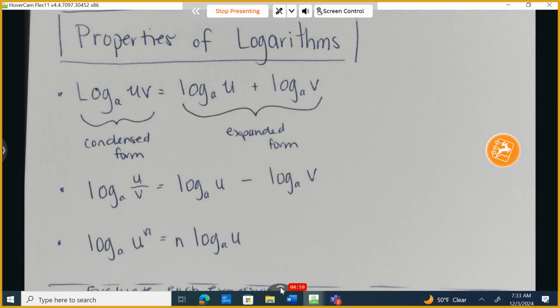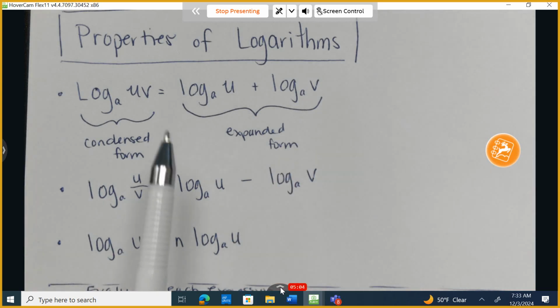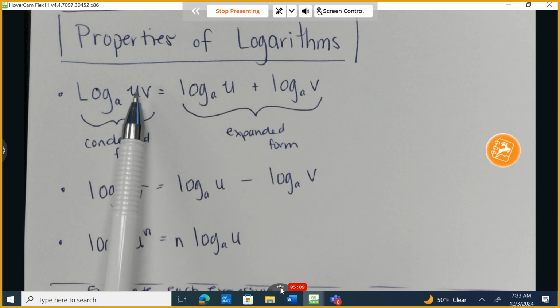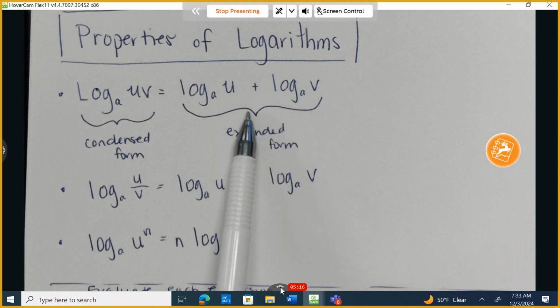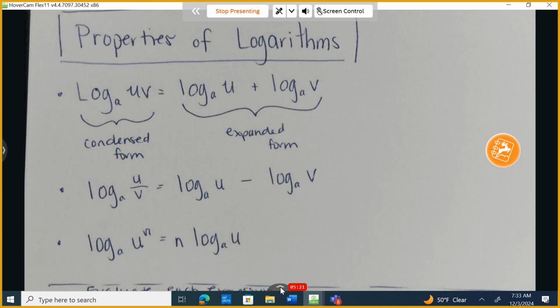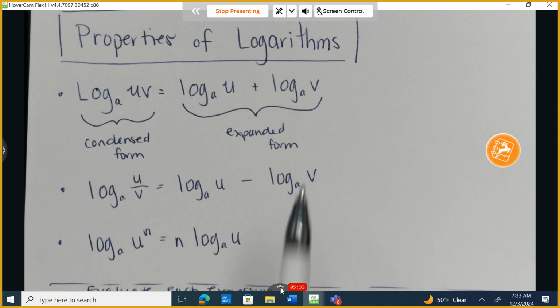They are properties of logarithms. We consider this to be condensed form. Condensed is pushed together. Now we can rewrite it in an equivalent form called expanded form. Notice that in condensed form we have multiplication in the value behind the base. But in expanded form, multiplication turns into addition. Similarly, in condensed form we have division. In expanded form we have subtraction, with the numerator going first and the denominator going second.